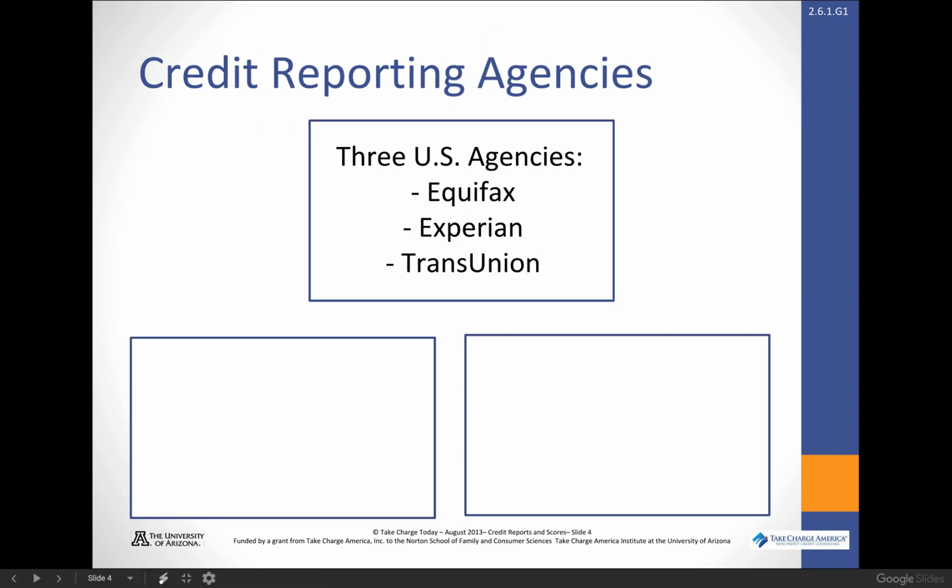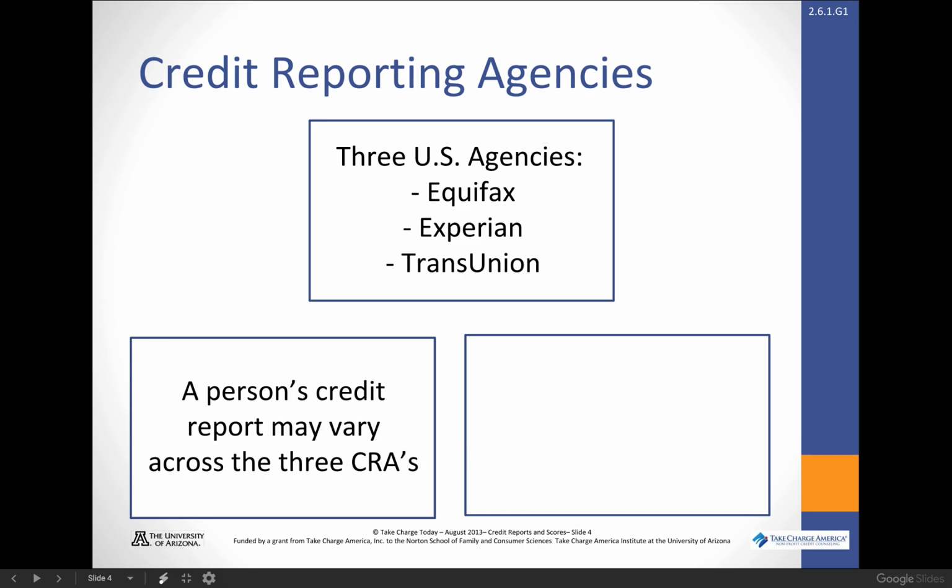So there's three agencies in the U.S. We have Equifax, we have Experian, and we have TransUnion. Your credit report may look a little bit different depending on which of these agencies it comes from. They may compile their information differently. They may weigh the importance of some information differently. And so my credit report may be different if I'm looking at a credit report from Equifax versus a credit report from TransUnion.